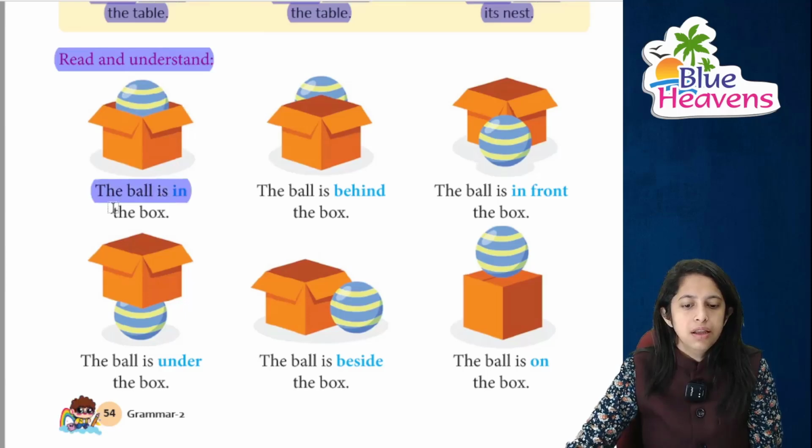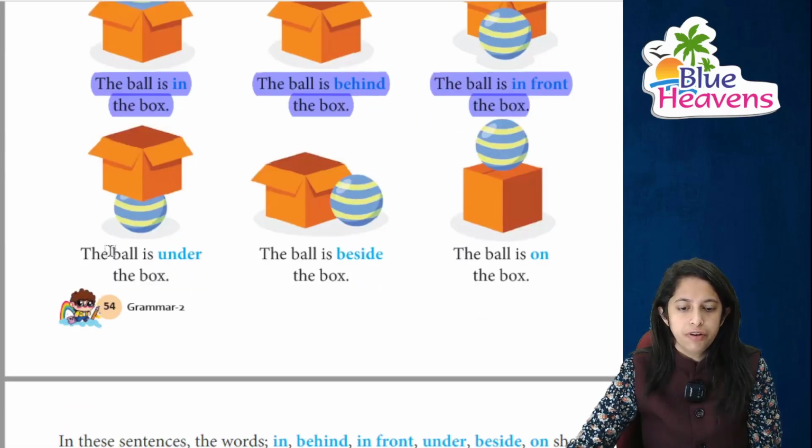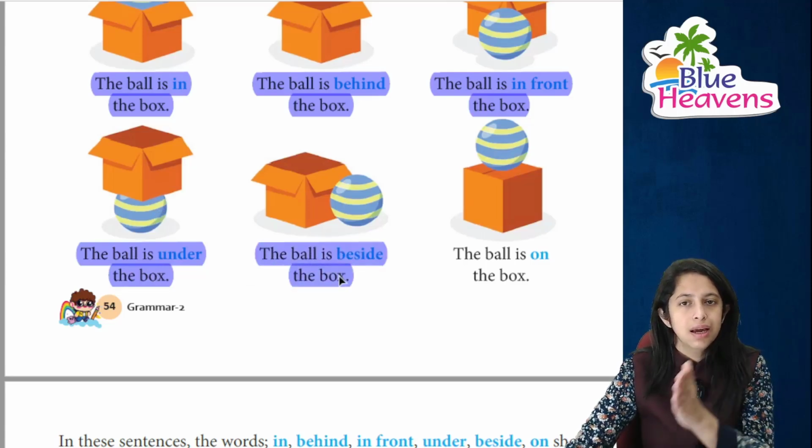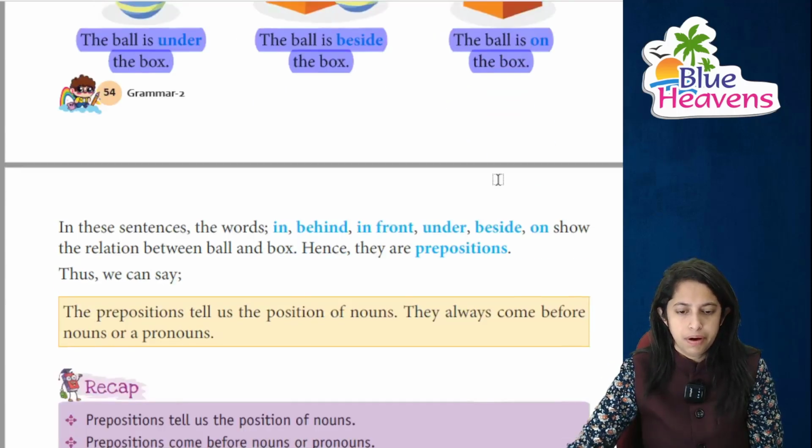The ball is in the box. Box के अंदर है, right? The ball is in front of the box. Ball कहाँ है? Box के front में. The ball is under the box. Box के नीचे है. The ball is beside the box. Box के एकदम side में है. The ball is on the box. Box के ऊपर है, right?